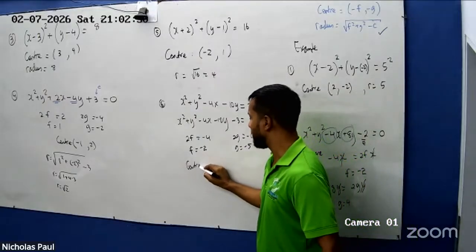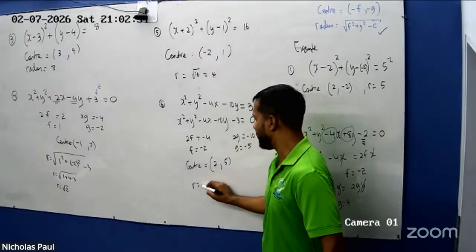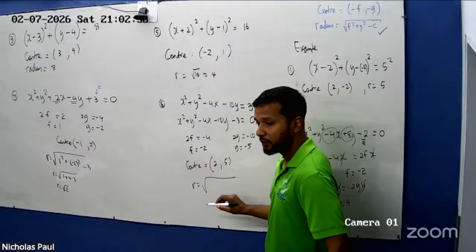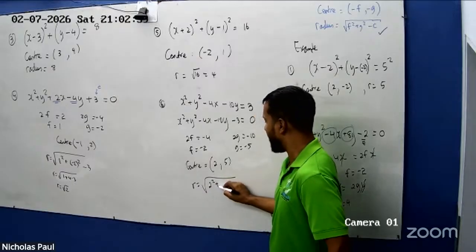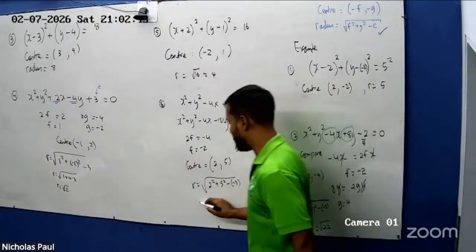The center is 2, 5. And your radius is the square root of what? Square root of 2 squared plus 5 squared minus. How much is that?